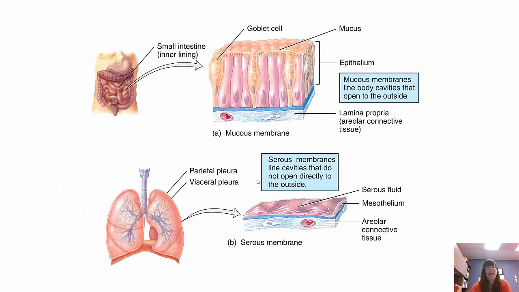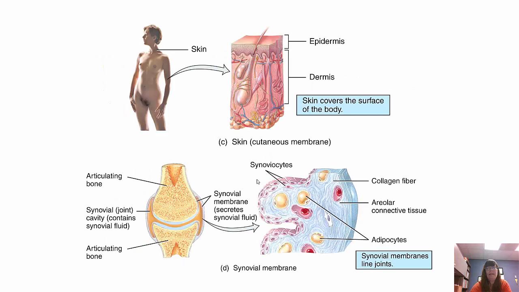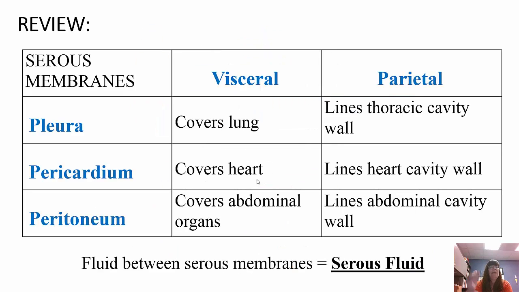So here's the picture showing you the goblet cells with the epithelium, a serous membrane. Remember serous membranes, the double membrane, which we'll talk a little bit more about in a second. The skin is a cutaneous membrane. It's a dry membrane. The synovial membrane for your synovial joints with synovial fluid inside to lubricate. And then serous membrane, reviewing it real quick. The pleura are your lungs, the pericardium are your heart, and the peritoneum are your abdominal organs.